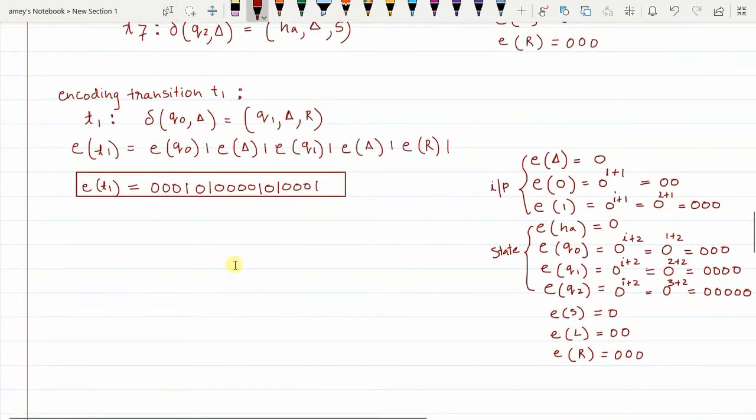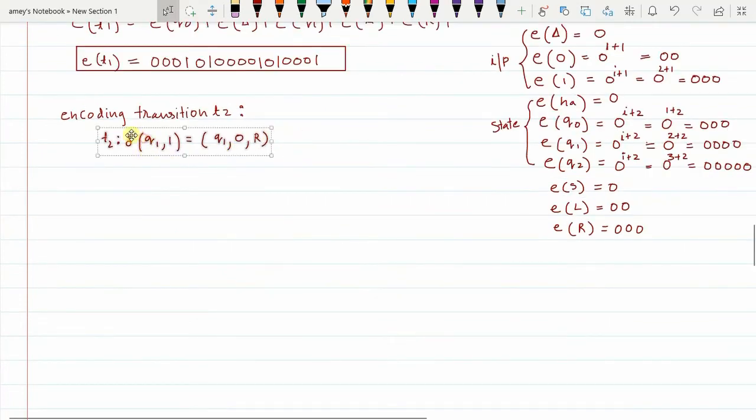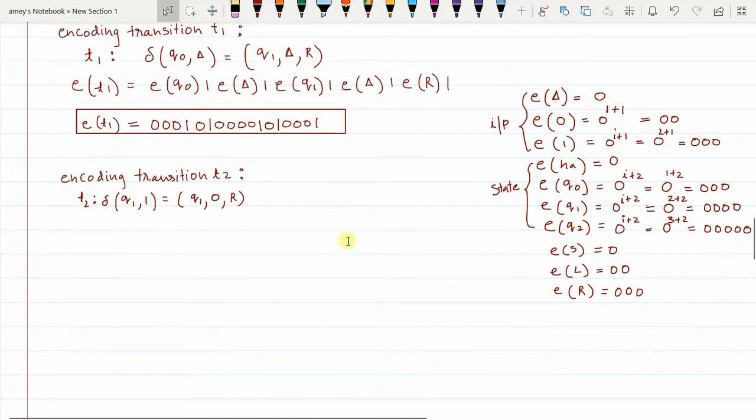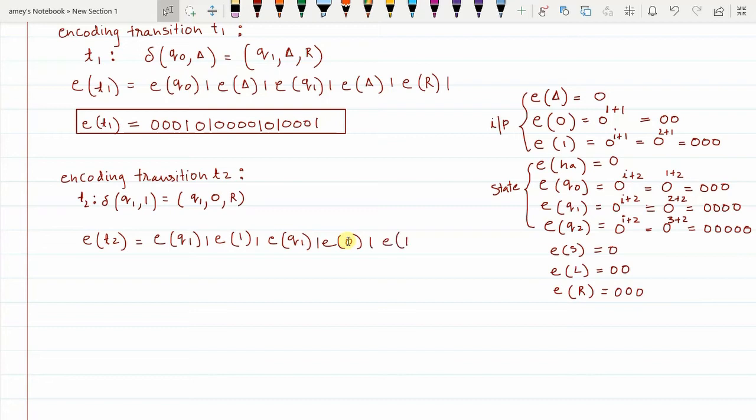Now in a similar fashion I will find the encoding for transition T2. If this is transition T2, then encoding for T2 can be written as encoding for Q1 separate with 1, encoding for 1 separate with 1, encoding for Q1 separate with 1, encoding for 0 separate with 1, encoding for right movement separate with 1.